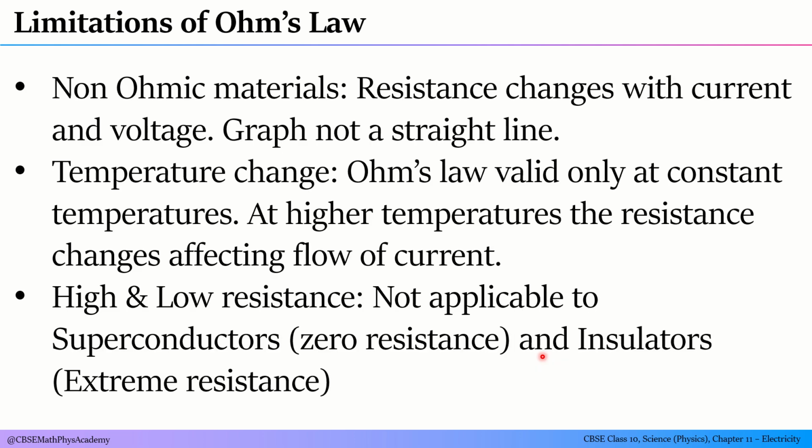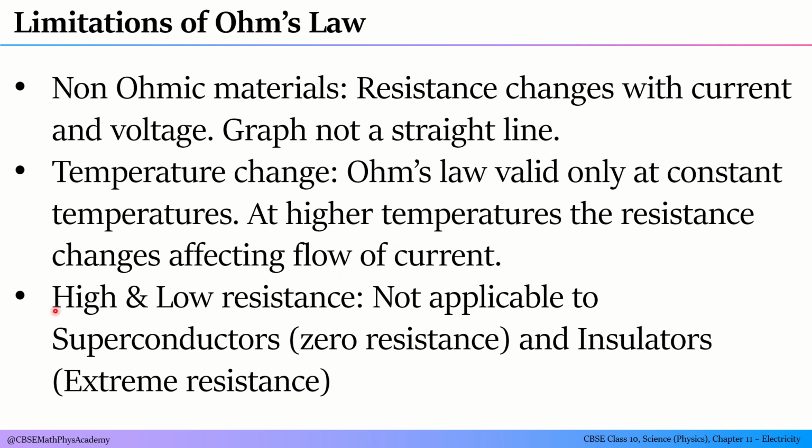So what are the limitations of Ohm's law? See, with Ohm's law, we saw that voltage and current are proportional, and the proportionality constant is the resistance. It's a straight line and goes through the origin. What are the limitations? As we saw in our previous slide, it is not applicable to non-ohmic materials, where resistance changes with current and voltage, so the graph is not a straight line. Again, Ohm's law is valid only when the temperature is constant. When the temperature starts varying, the resistance changes, which affects the current flow. So Ohm's law is valid only for constant temperatures.